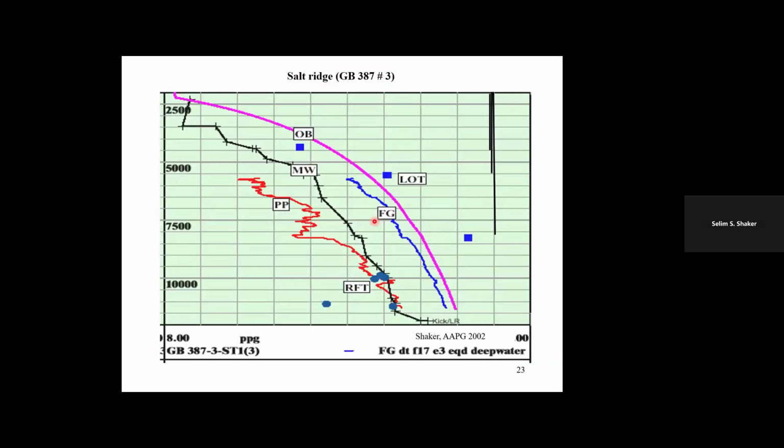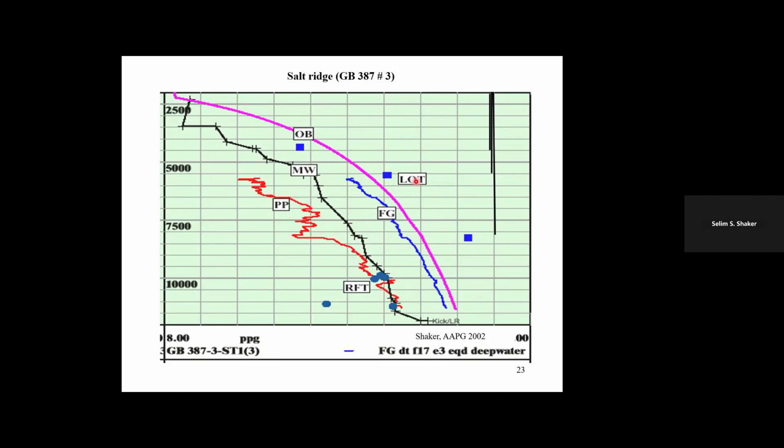Let's see an example here. When I started doing the pressure analysis, that's what I had in 2002 when I worked for KSI, a software company a lot of people know. And we had no knowledge of what this salt was going to do to the pressure plot. So this is the overburden, the weight of the sediments. Here is the frac pressure, here is the mud weight, and here is the pore pressure.